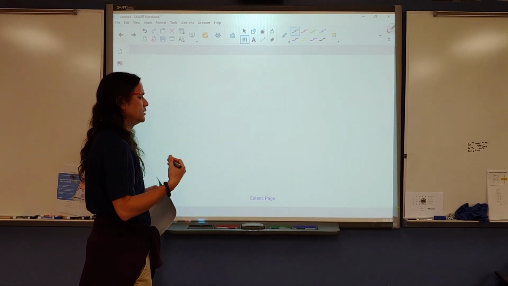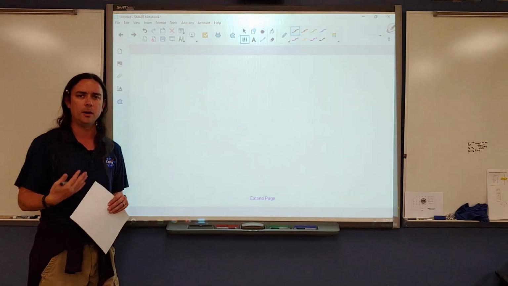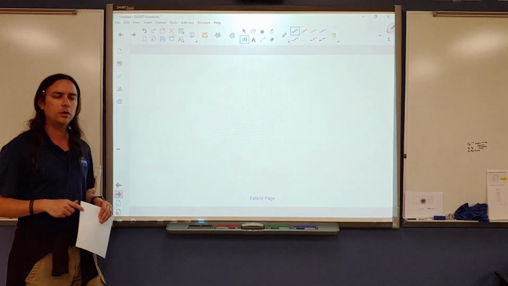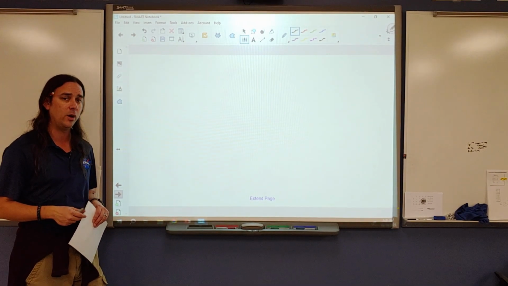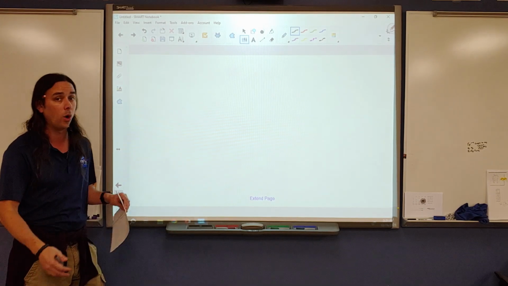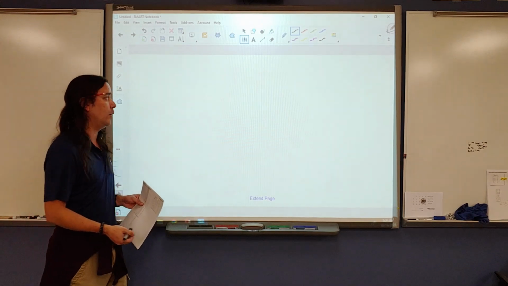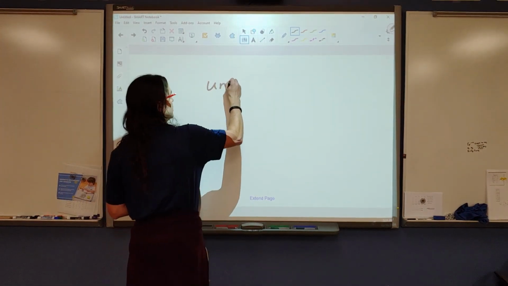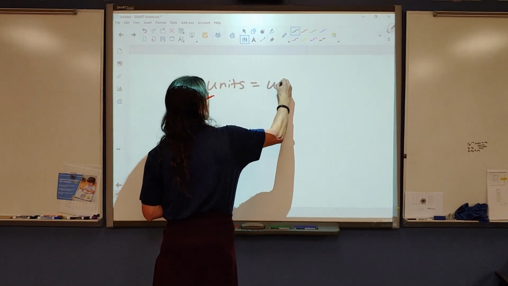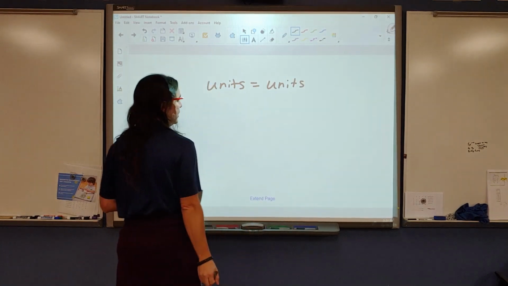One of the things that I want to emphasize, we're getting to the point where the equations are going to become more complex, and one of the things that you can do to double check that the equation could be correct, or alternatively, check whether you know that it is incorrect, is that the units on one side of an equation must equal the units on the other side of the equation.